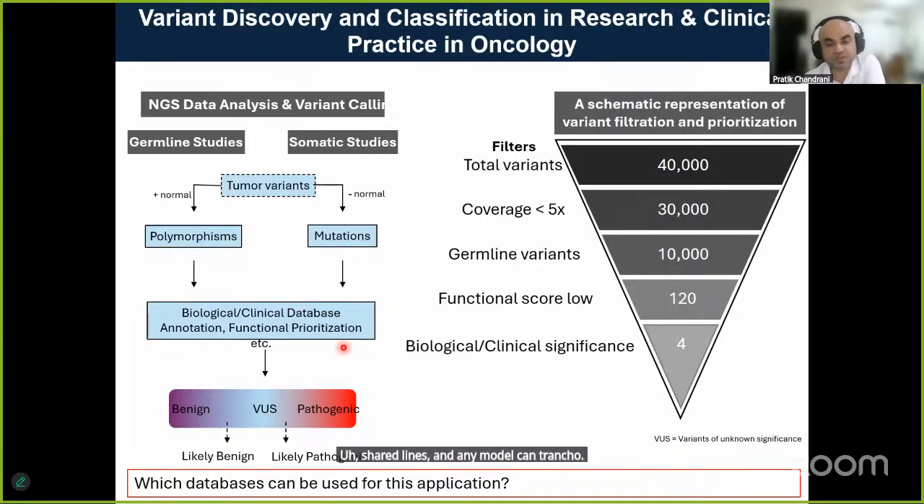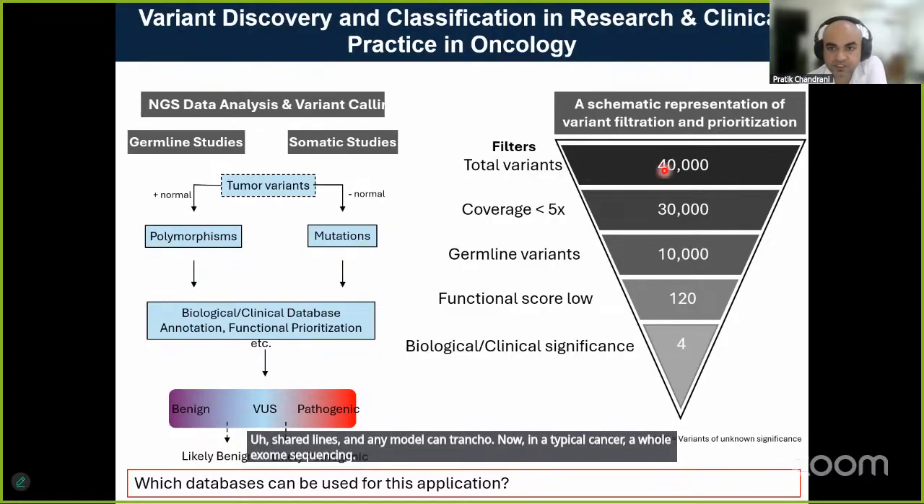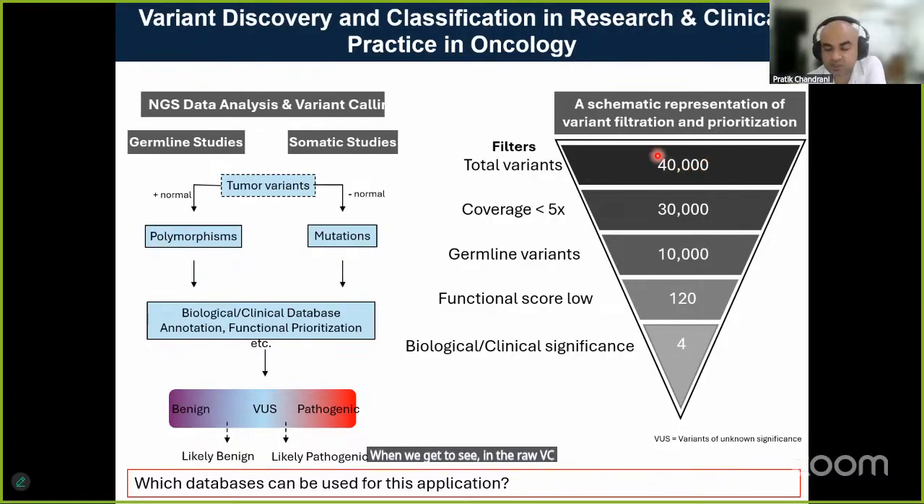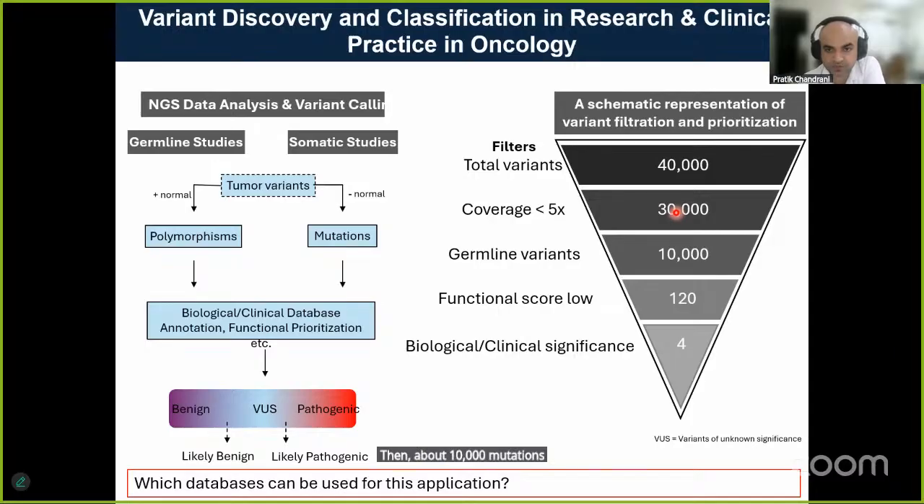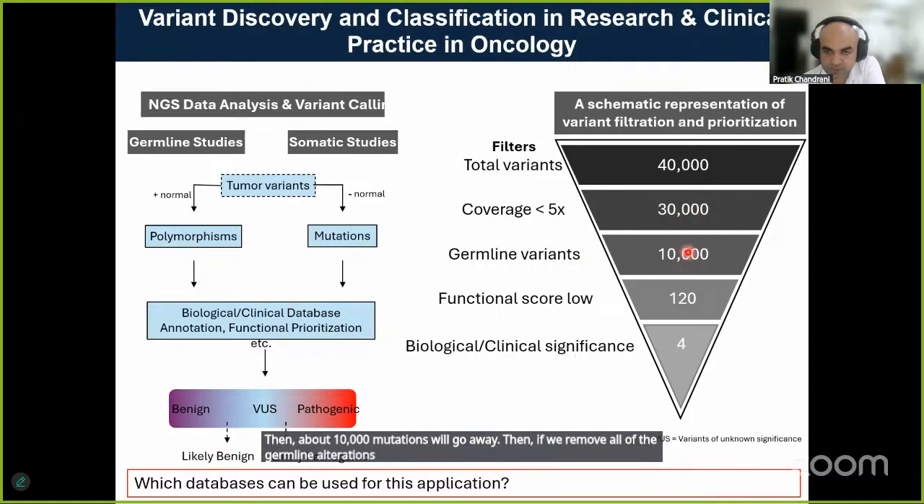So, now, in a typical cancer whole exome sequencing, one may get to see in the raw VCF file roughly about 30-40,000 different mutations. All of them are not true mutations. So if we apply a 5x coverage filter, assuming that at least 5 different reads supporting a mutation indicate that this is a good quality variant, then about 10,000 mutations will go away. Then if we remove all of the germline alterations, another 20,000 mutations will go away.